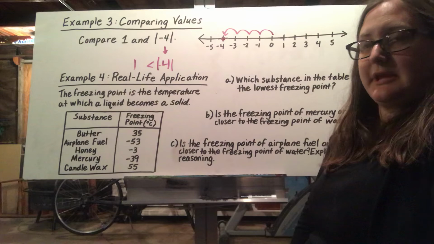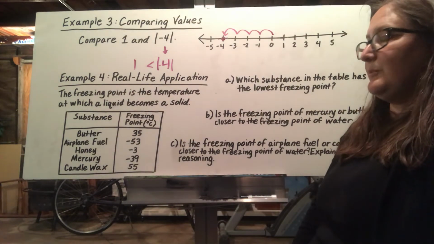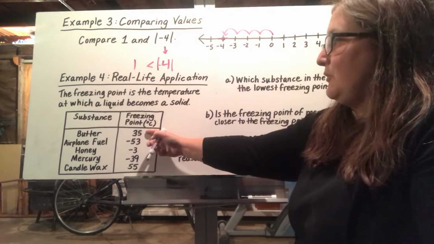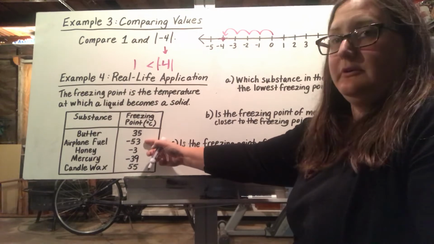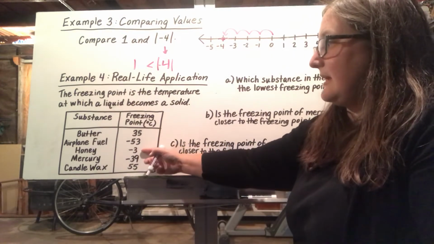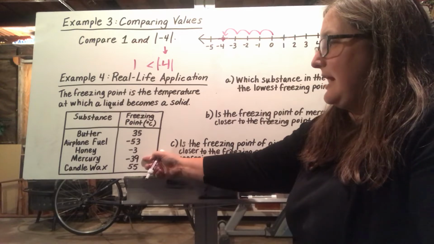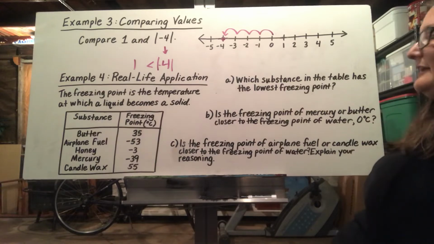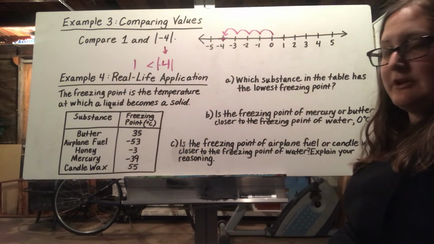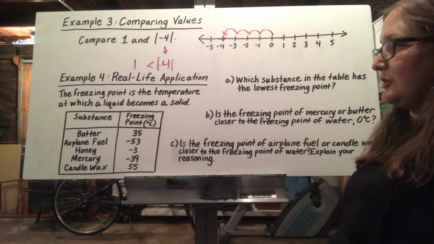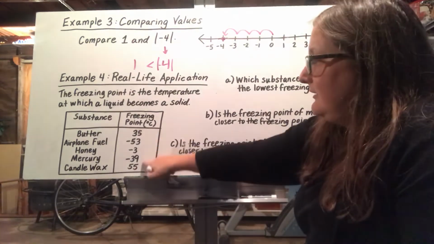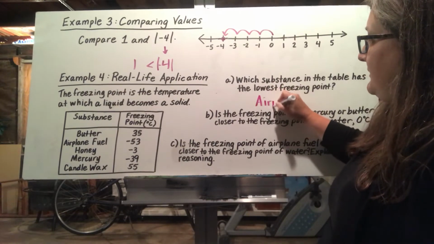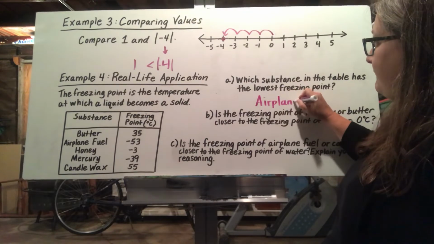Let's look at a real-life application. The freezing point is the temperature at which any liquid becomes a solid. So butter's freezing point is 35, airplane fuel, -53, honey, -3, mercury, -39, and candle wax, 55. So they want to know which substance has the lowest freezing point. It freezes at the lowest temperature. And the one with the lowest out of all these is airplane fuel, which sounds good to me because if I am flying in an airplane, the last thing I want is for the fuel to freeze.